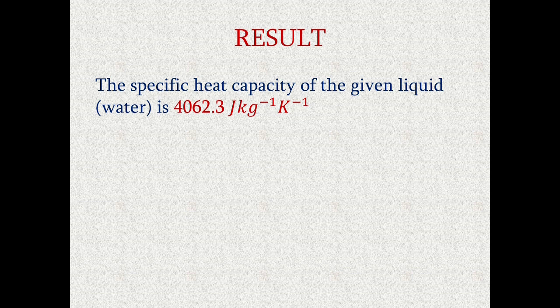So we can write our result as: the specific heat capacity of the given liquid, which is water, is 4062.3 joule per kilogram per Kelvin. The standard value for the specific heat capacity of water is 4200 joule per kilogram per Kelvin. The answer we have got is almost close to the standard value.